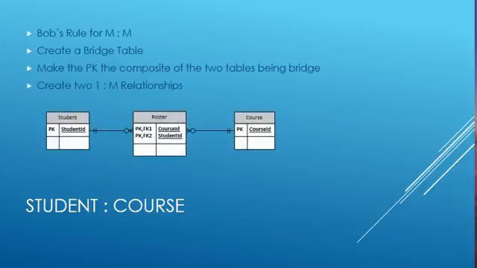The second part of Bob's rule for many-to-many relationships is we already covered that. Never mind. So now we have a roster table with the primary key. You notice these are actually two one-to-many relationships. A student has many entries in the roster table, and the course has many entries in the roster table as well.